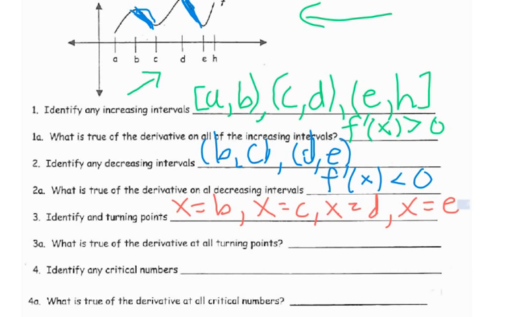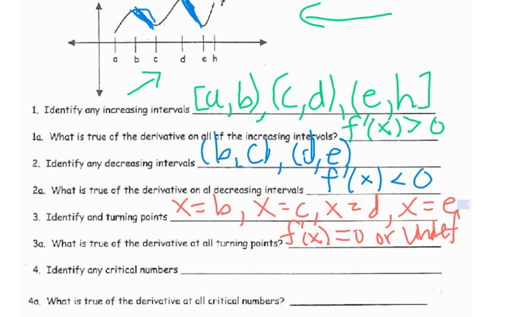3a, what's true of the derivative at all of these turning points? Well, if you look up at the graph, you can see that at b, c, and e, the first derivative is 0. So we'll say the first derivative is either 0, or you'll notice when you look at d, the first derivative is undefined.